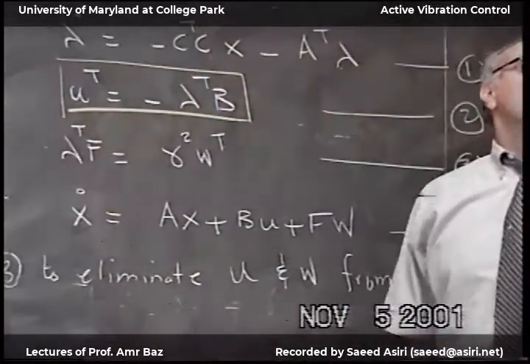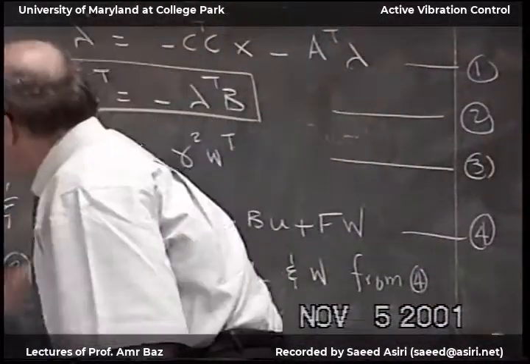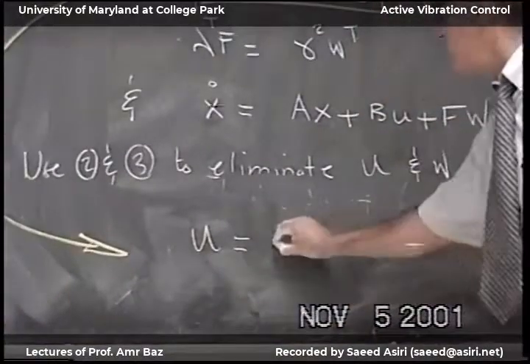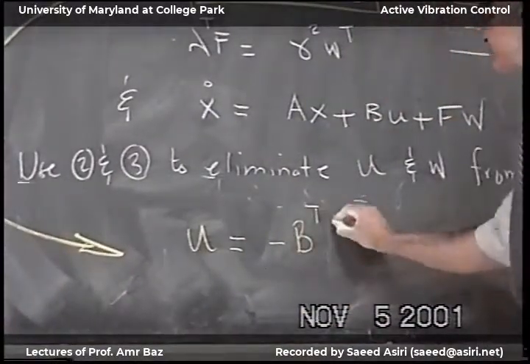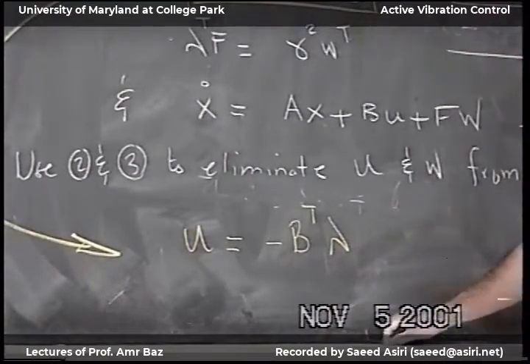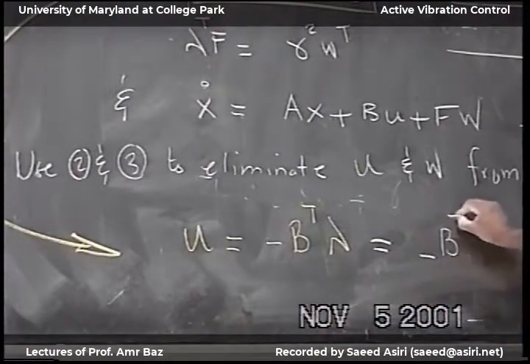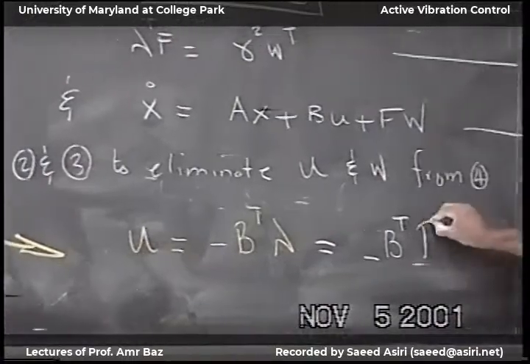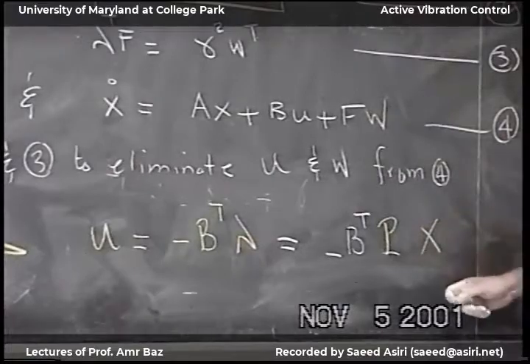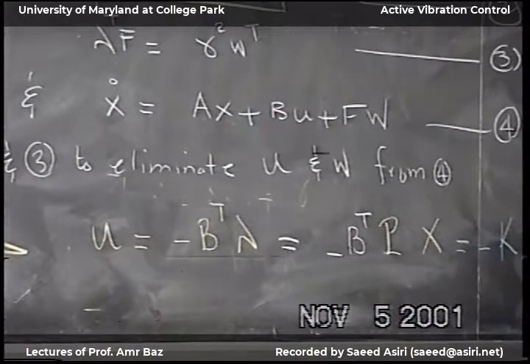Now I want to calculate the control gain. How would I use this equation? In this equation, I can rewrite it like this. U is equal to minus B transpose lambda. Same trick that we did last controller, the LQR. I'm going to replace lambda by P and X. Why? So I can put this as minus gain and X.